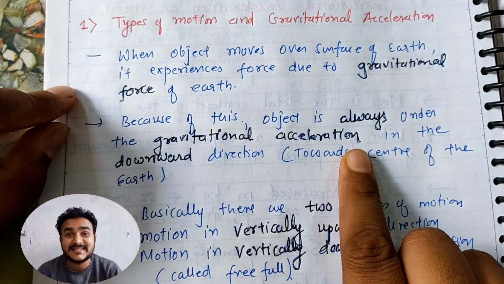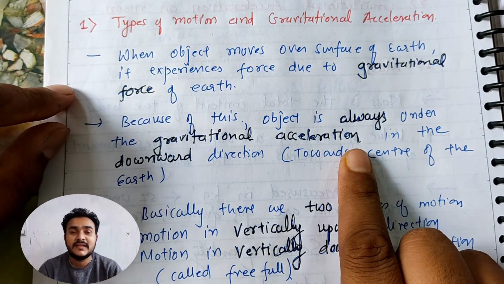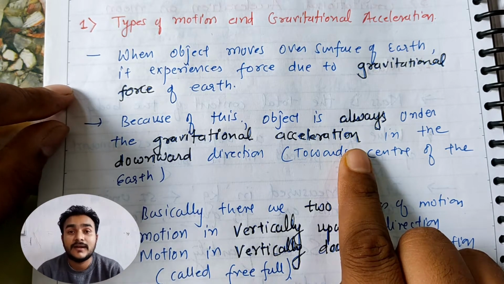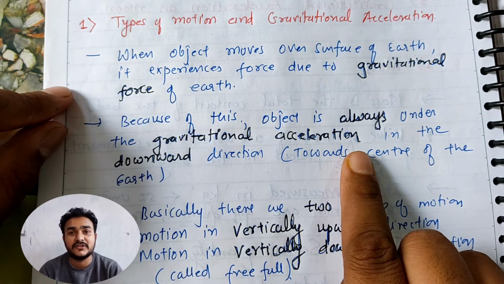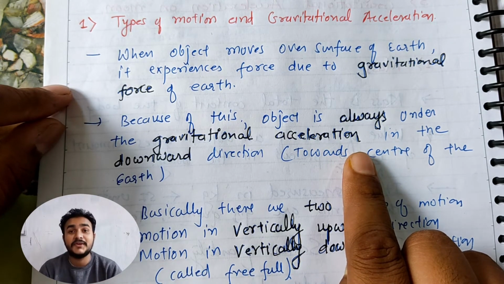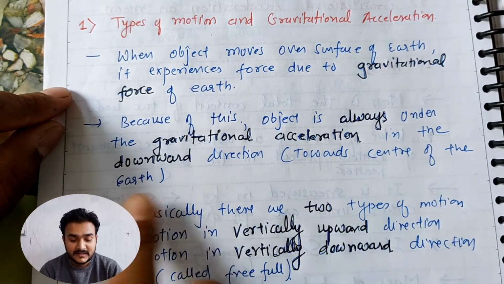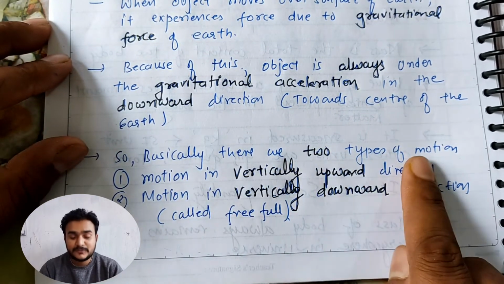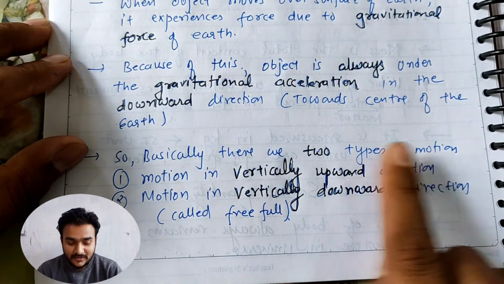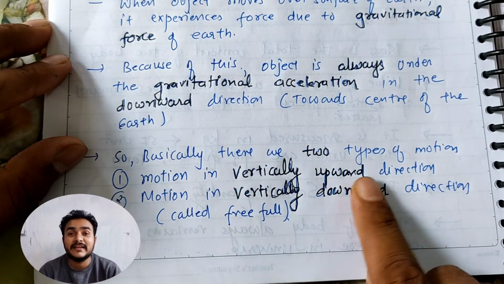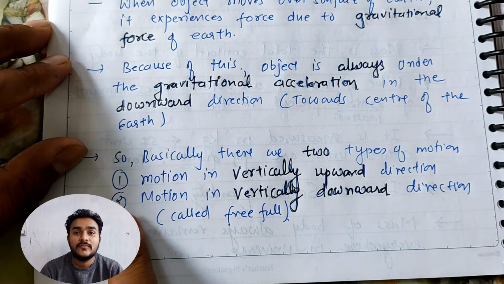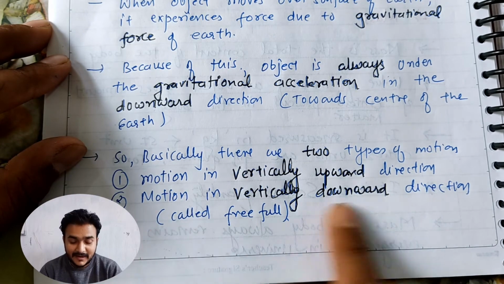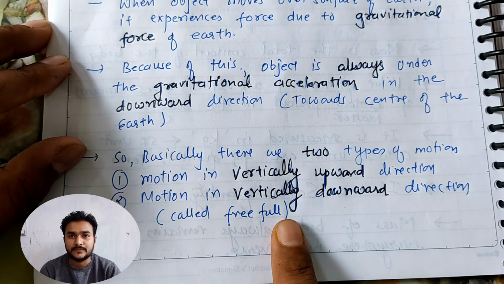As you know from Newton's second law of motion, whenever there is a force, there will be an acceleration. So when an object moves, it is always under the influence of the gravitational acceleration of the earth, and the direction of the gravitational acceleration is towards the center of the earth. Basically there are two types of motion under such condition. One is the motion of an object in vertically upward direction, and second, motion of an object in vertically downward direction. Generally the second kind of motion is called free fall.